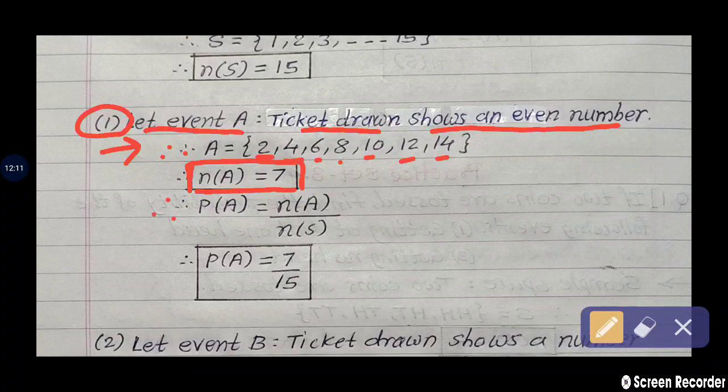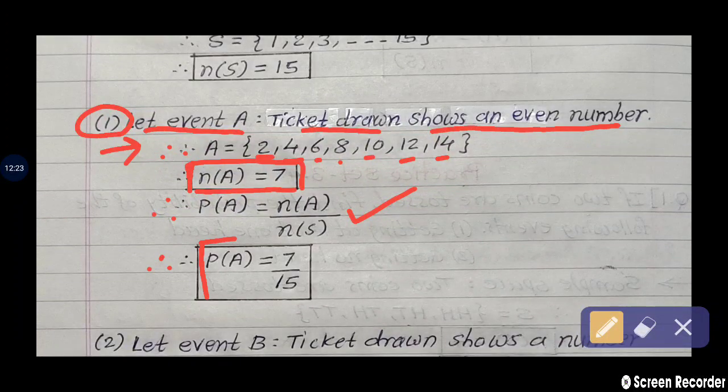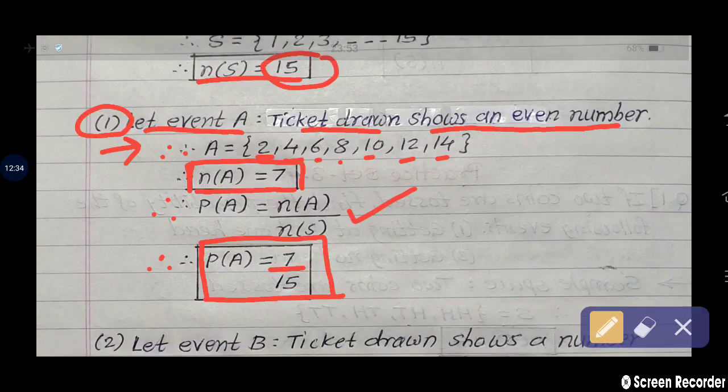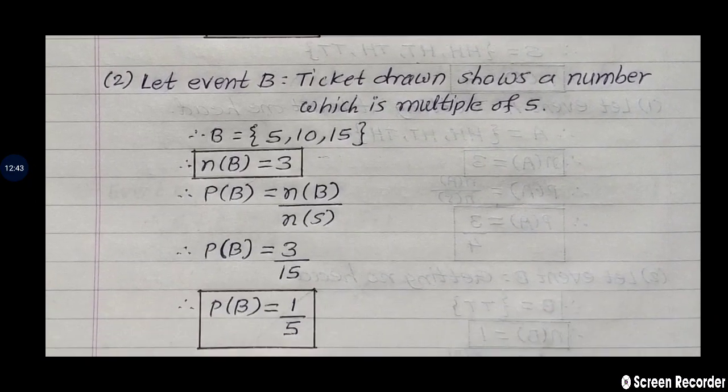Then find the probability. The probability of A is equal to n(A) divided by n(S). Substituting the values, P(A) equals n(A), the number of sample points in event A, which is 7, divided by n(S), which is 15. So 7 upon 15 is the probability of event A. All of you understood?